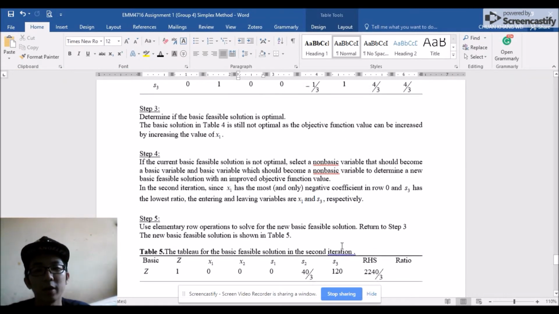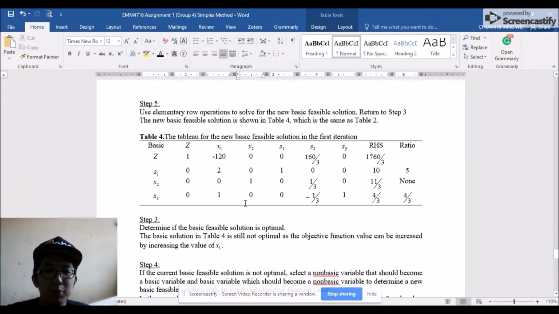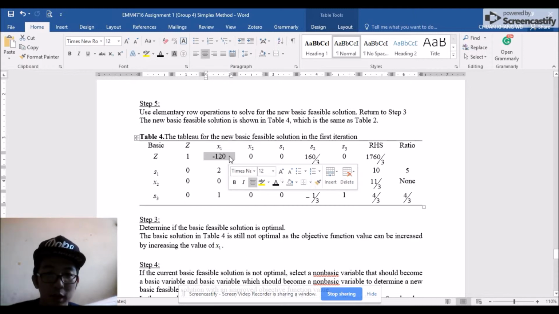After what has been done by the previous members, we will have to identify the actual values of the optimal basic feasible solution. From the objective function, we can see that there is still a negative coefficient of 120 on x1, so we know that it is not an optimum solution yet. So we will have to repeat from the previous step, starting from step 3 again.